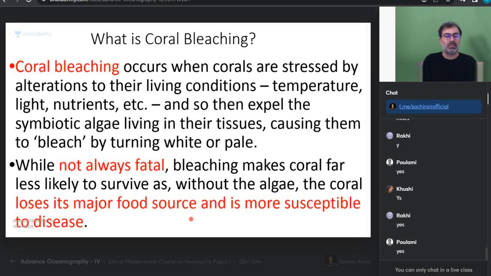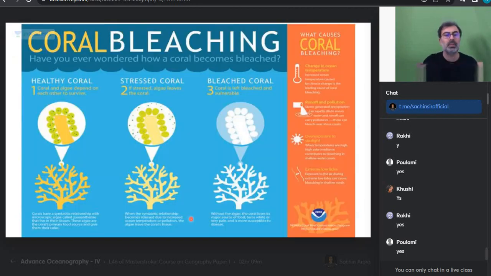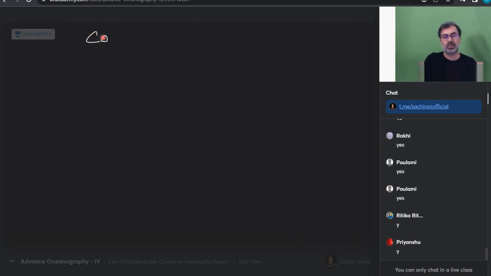The coral loses its major food source and is more susceptible to disease. Coral bleaching. Everyone, can you see healthy coral has got all those algae? Stressed coral, can you see the algae dots are moving away and bleached are totally gone? Is everyone okay? So this is coral bleaching. Easy to understand. I've taken around 10 minutes to explain this. Is everyone okay with coral bleaching?